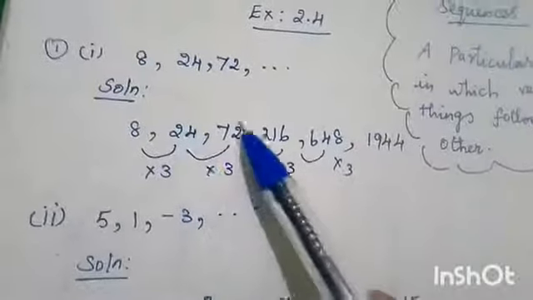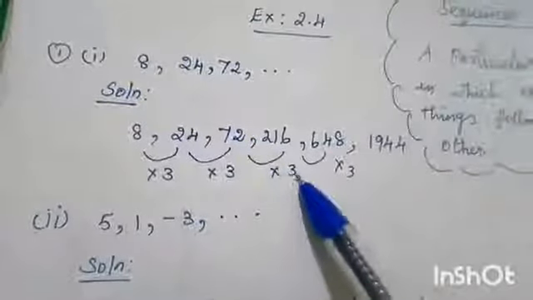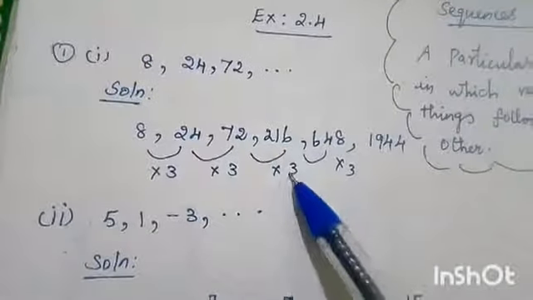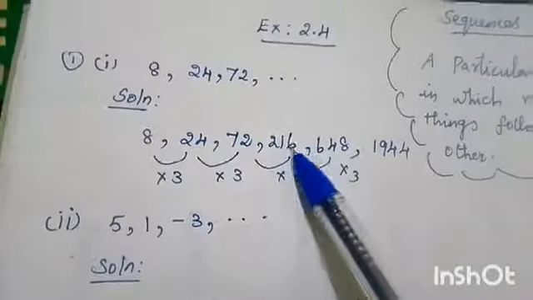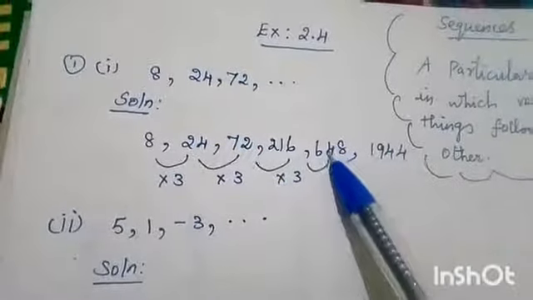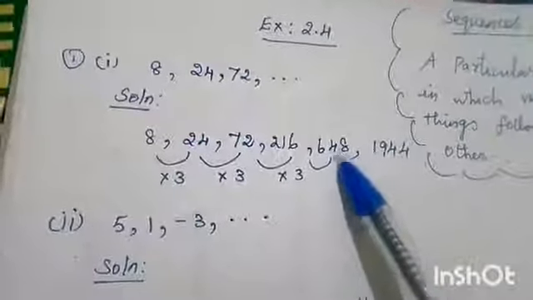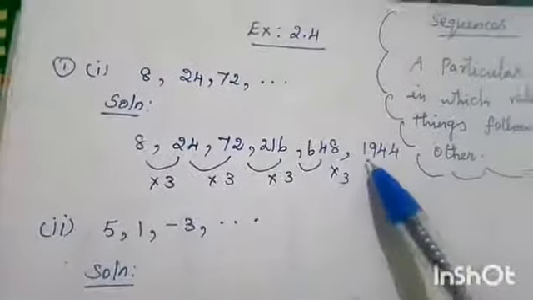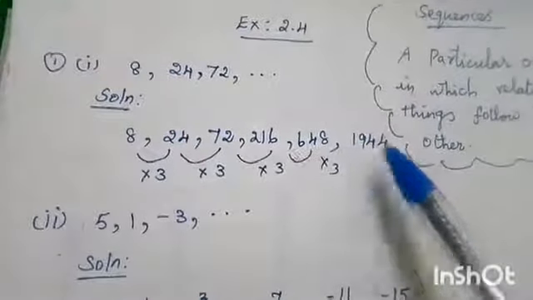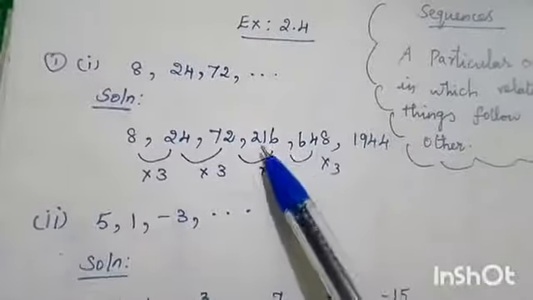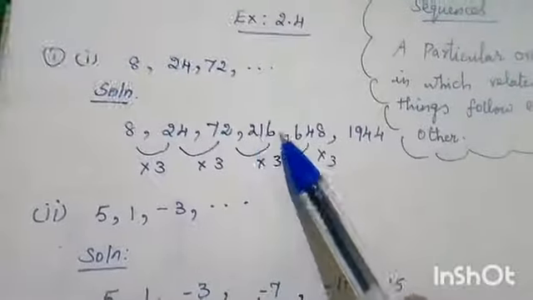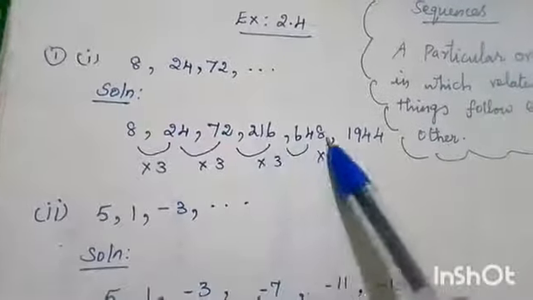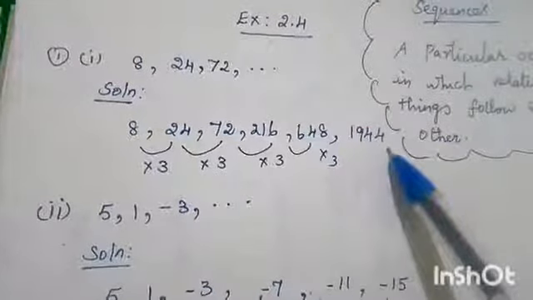Then 24 into 3, 72. 72 into 3: 2 threes are 6, 7 threes are 21, so 216. Then the next number multiplied by 3, you get 648. Then 648 multiplied by 3, you get 1944. We want to find the next three terms only, so you have to stop here. The next three terms are 216, 648, 1944.